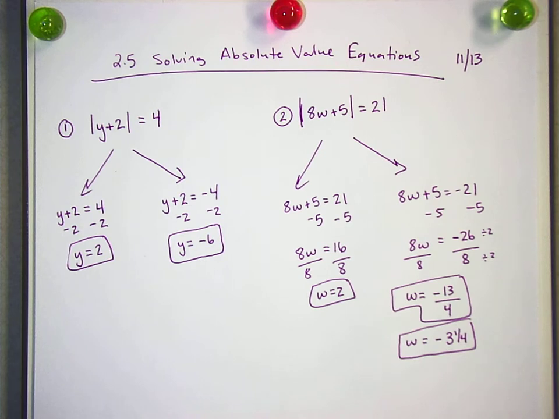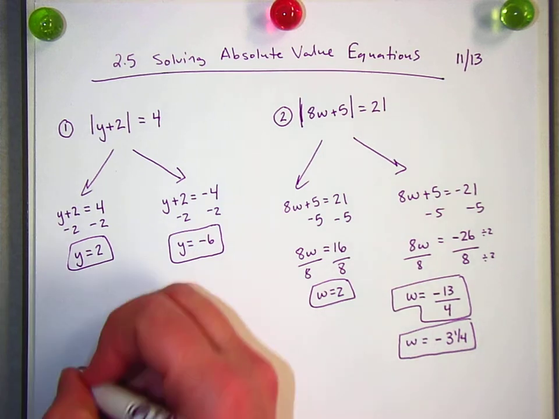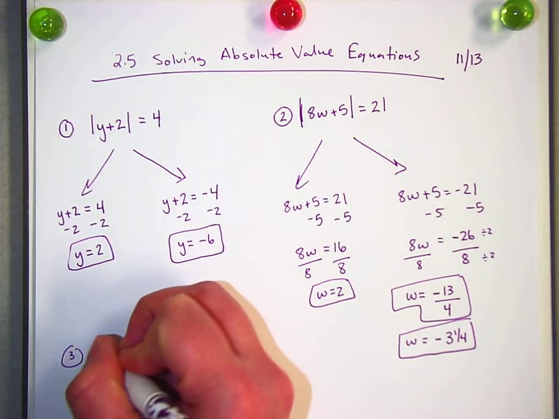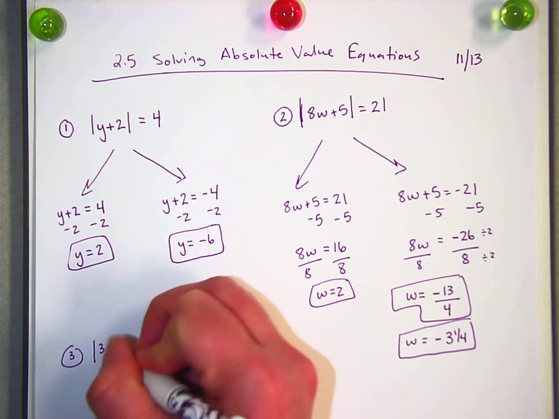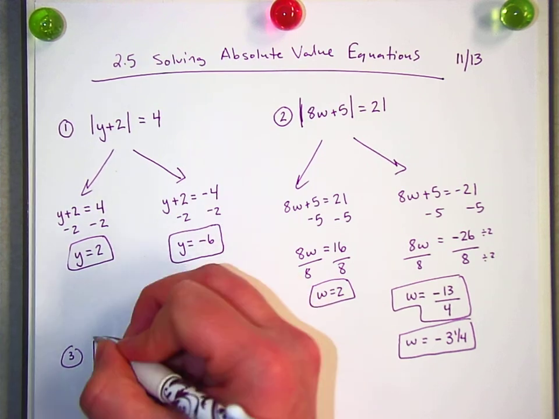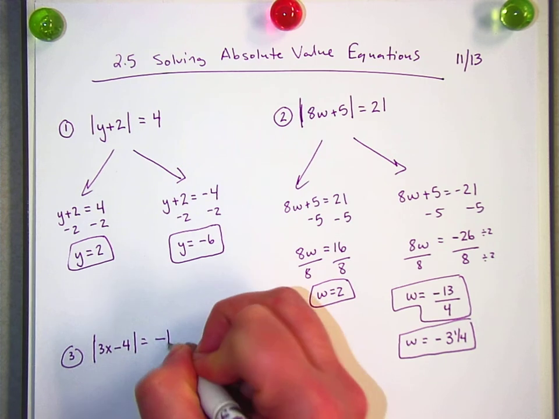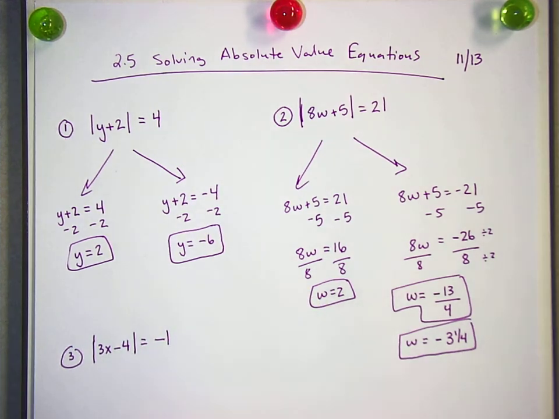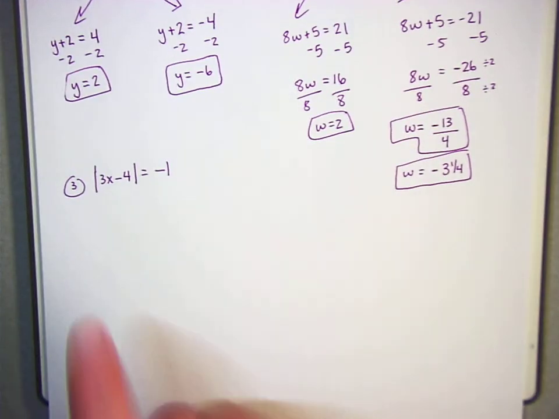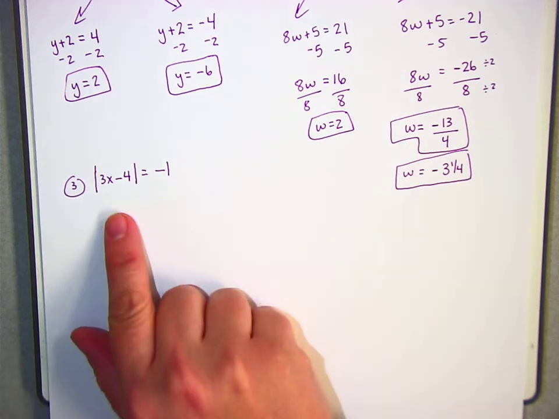All right, now there's one more problem, which is confusing, but a really good thing to talk about. And that's in case you end up with something like this: the absolute value of 3x minus 4 equals -1. Now remember that the definition of an absolute value is making things positive, right? It always makes things positive. It's a distance, and distances are always positive.